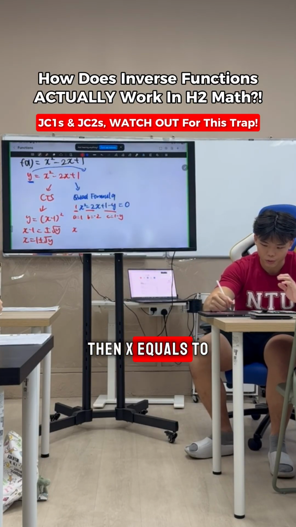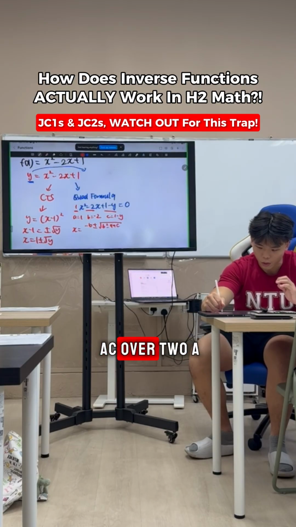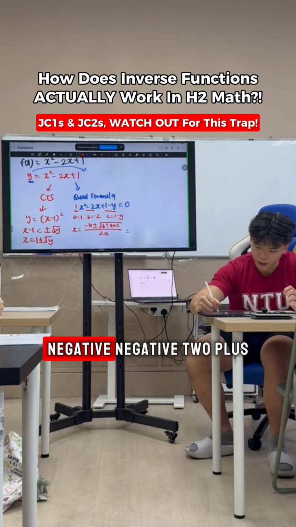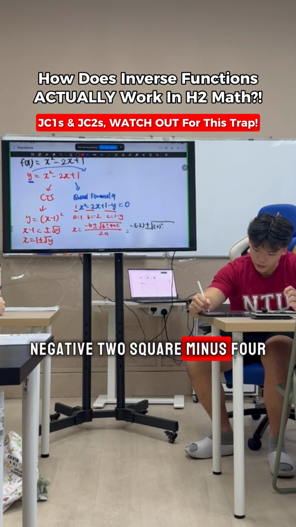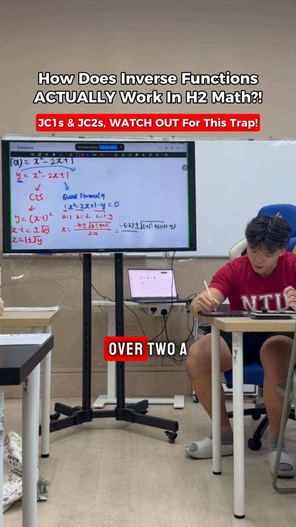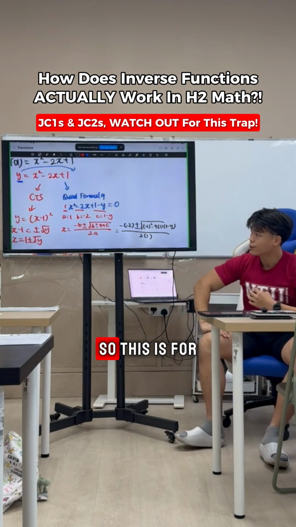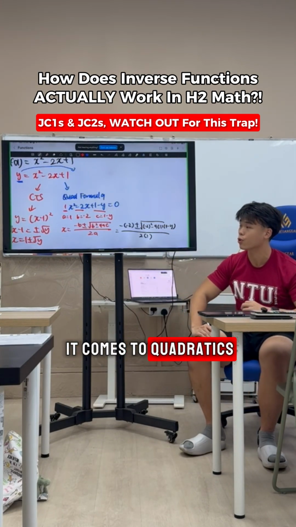Then x equals to negative b plus minus root b squared minus 4ac over 2a. Then you just sub everything inside. So you end up with negative 2 plus minus square root of negative 2 squared minus 4ac over 2a. Like that. Then you simplify, you will get back to this. Yeah. So this is for those who don't like to complete the square. Another alternative method when it comes to quadratic formula.